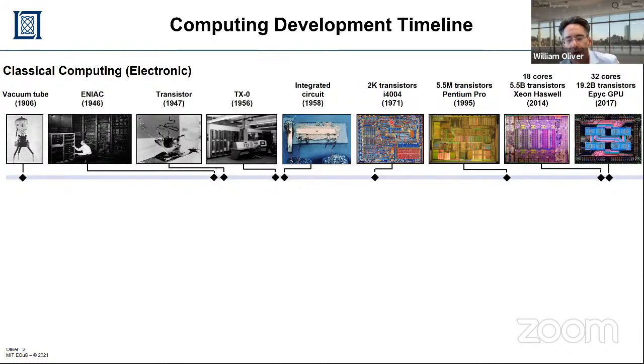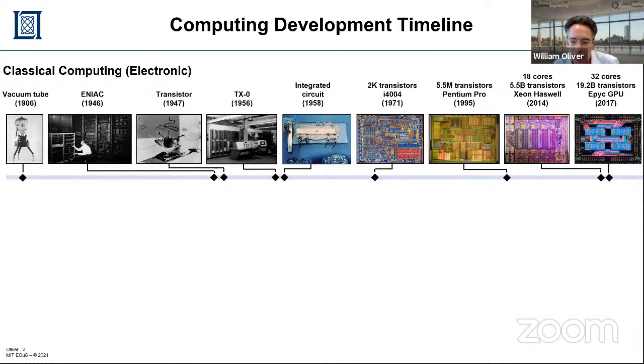Here I'm showing the 4004, which had 2000 transistors. We'd have to go into the 1990s before we saw the Pentium Pro, which probably many of us remember, with 5 million transistors. That was a huge advent. And then you advance another 25 years to get to where we are today, with multi-core processors and GPUs, each with billions and billions of transistors. So that's where we are today.